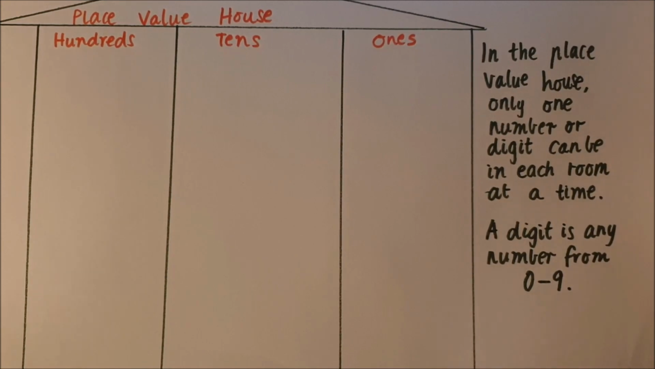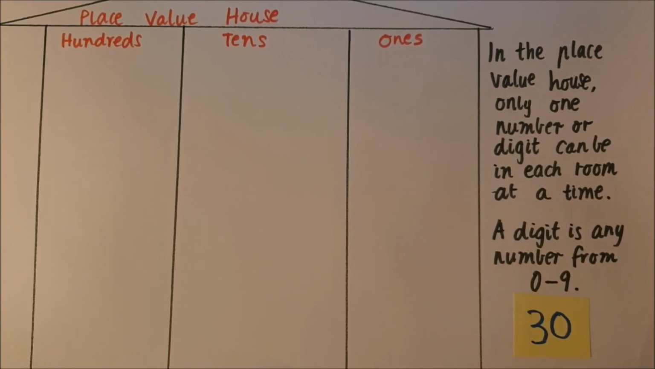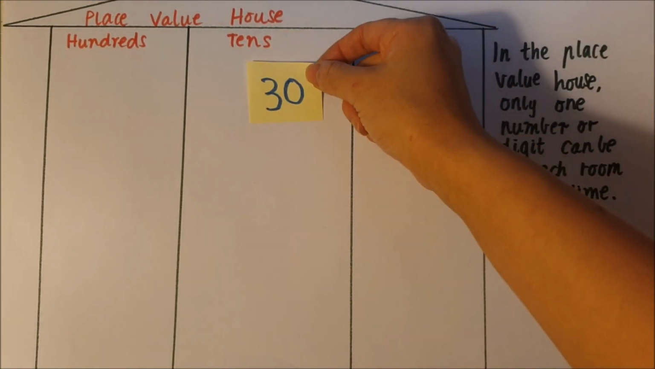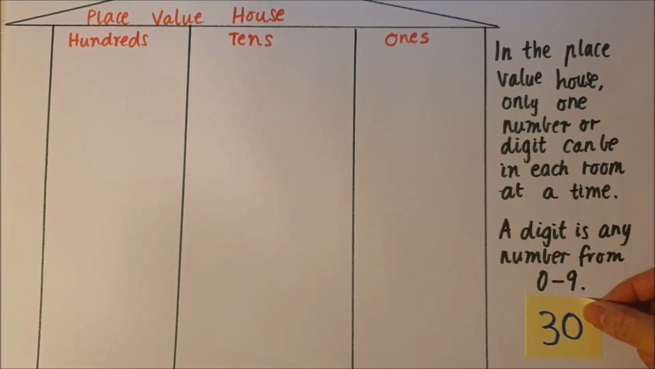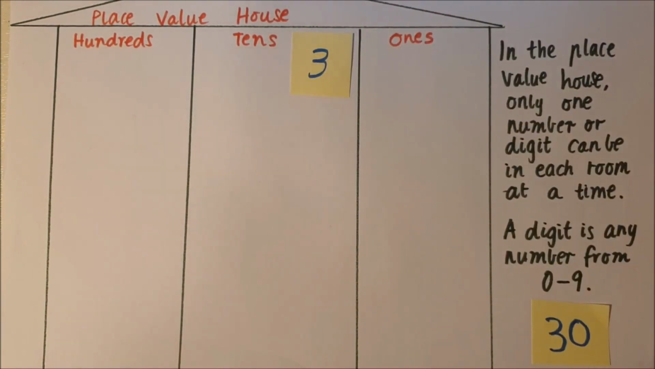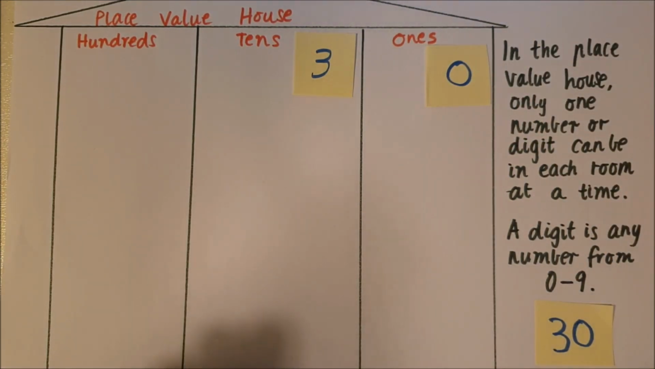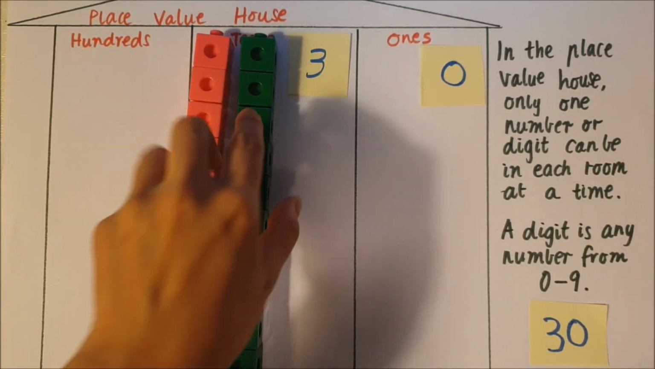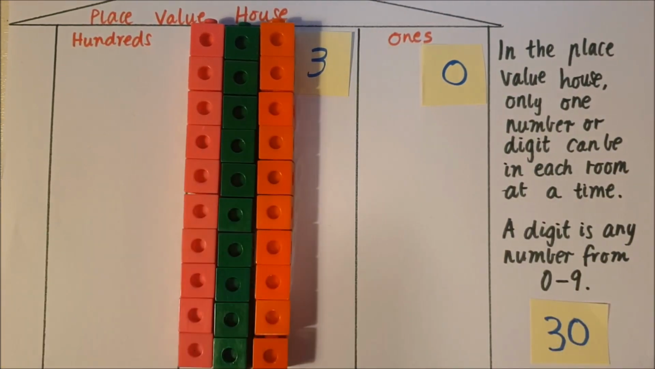Now, if I had the number 30, that is now over 0 and 9. So I can't put 30 in the ones room because that's 2 numbers, and I can't put 30 in the tens room because that's also 2 numbers. So what I need to do is to split the 30 up. So 3, so the 30 goes there. And instead of having 30 little blocks, what I'm going to do is make it 3 sticks or 3 bundles of 10. Remember, they are in the tens room.